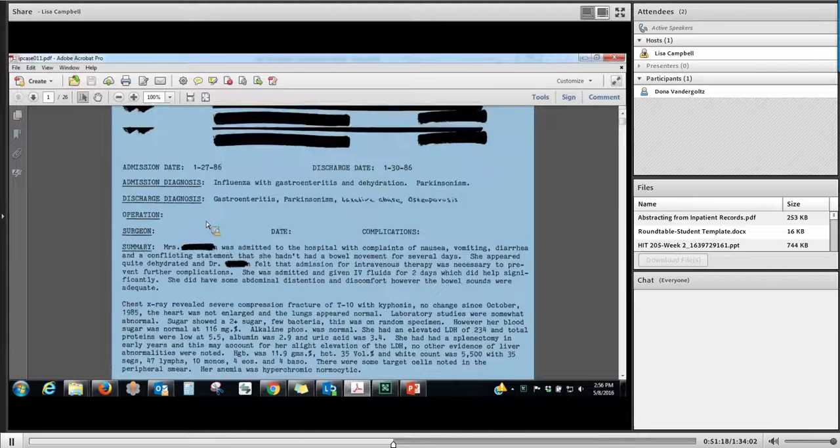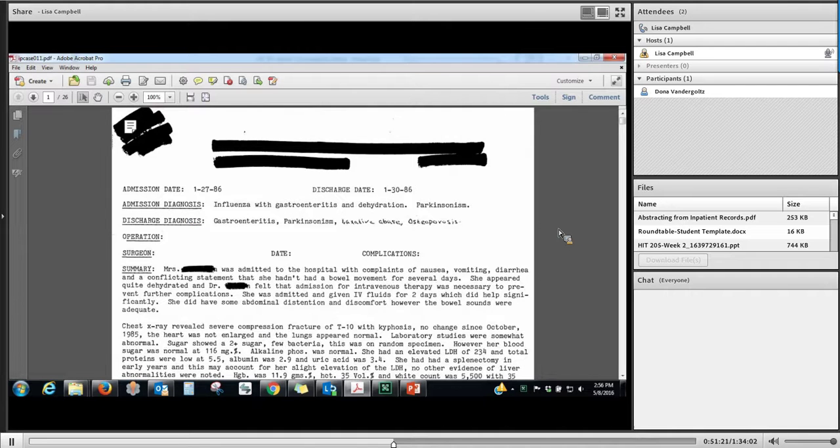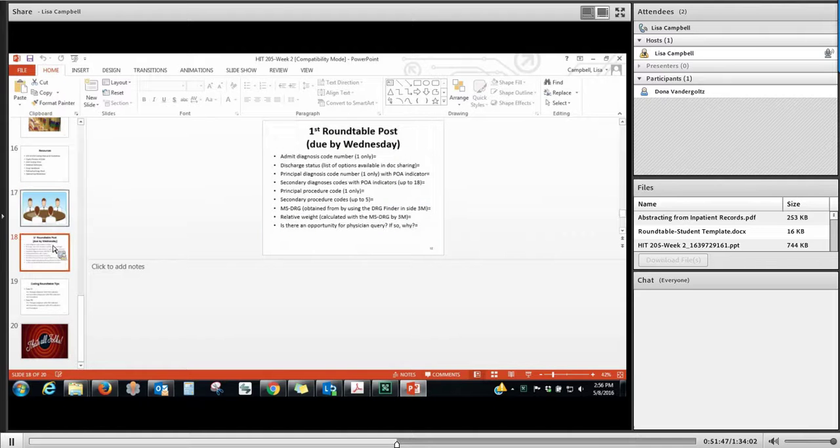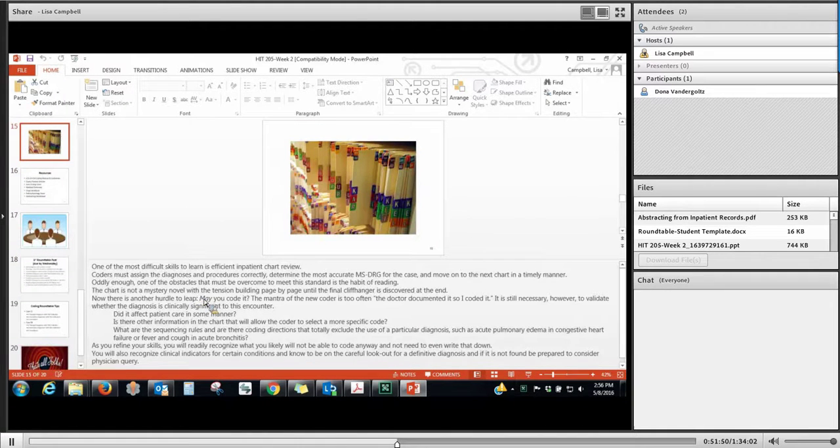Okay, so our very first case for the week is case number 11. What I would recommend that you do is to read through the case one time just to become familiar with it. Also, read through the case to look up any words that you don't know. That's very, very important. One of the most difficult skills to learn is inpatient coding. Hands down, it is the most challenging type of coding.